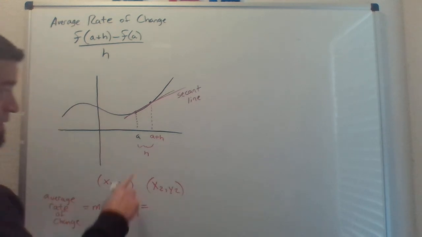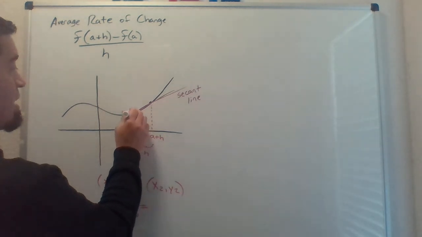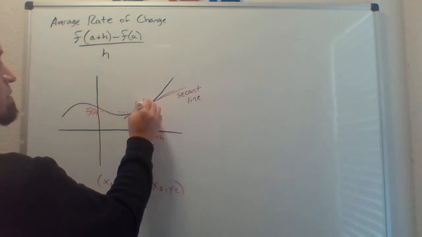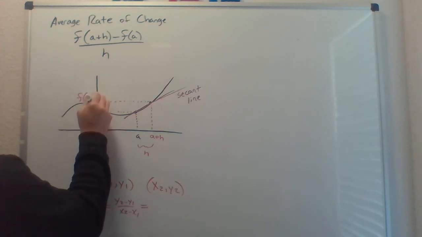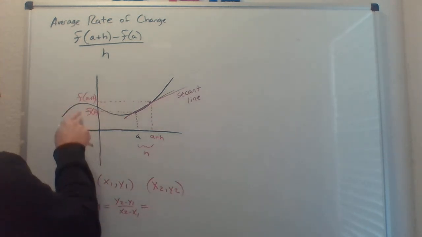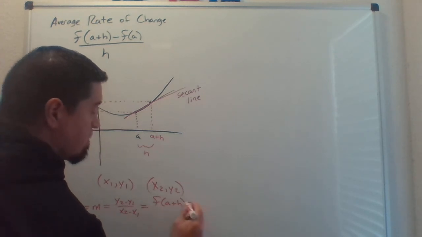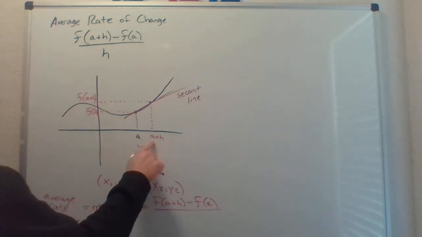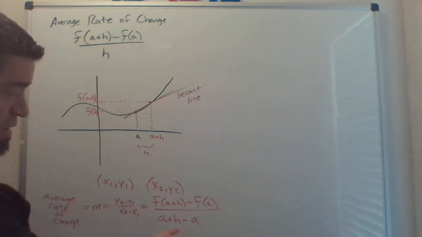But if I think about what I have on this picture, what happens when you substitute A into this? You get f of A. And what happens when you substitute A plus h here? You get f of A plus h. So this is like your y2, that's like your y1: f of A plus h, minus your y1, f of A, over your x2, which is A plus h, minus A.